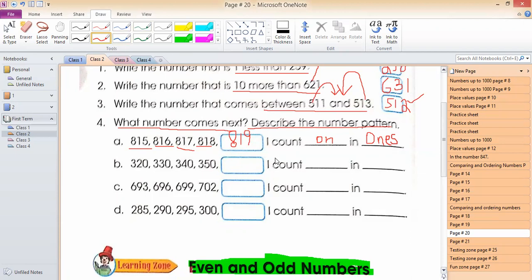Clear, guys? Yes, sir. Very good. Now come to the second part. 320, 330, 340, 350. What will come next, guys? After 350, what will come next?